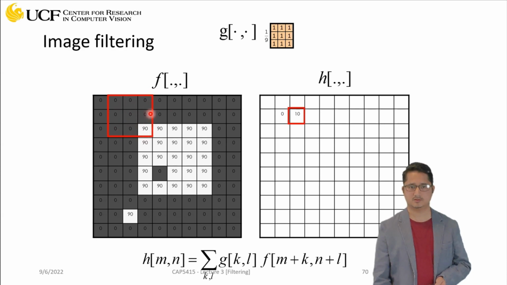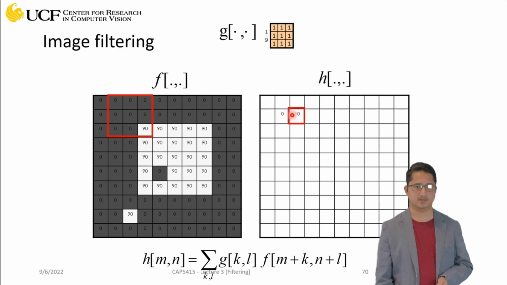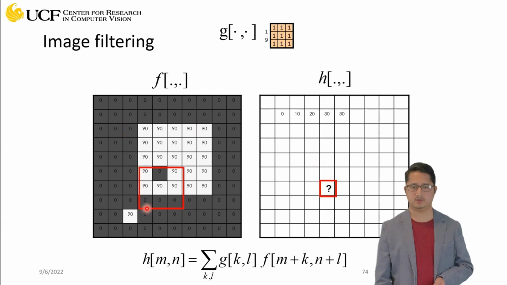This is 90. So if you take the average, it's going to give you 10, right? Because all the other locations in the filter will become 0. Only this will give you 90. And if you divide that by 9, that's going to give you 10. And you can keep doing that for all the locations. I'm not going to go through all of that.